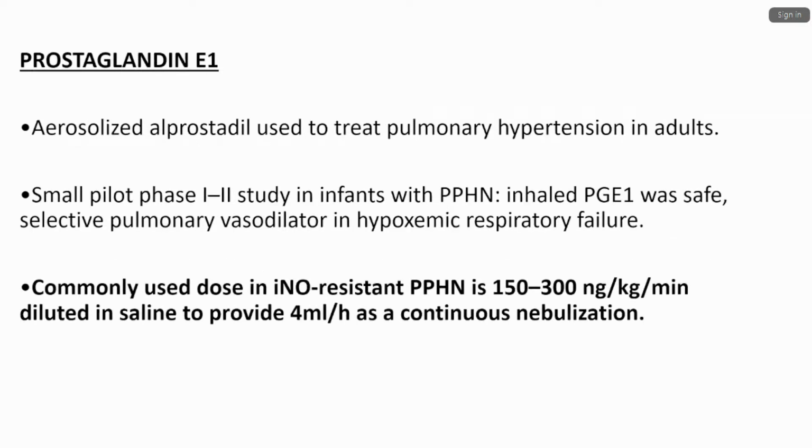Then third is prostaglandin E1. Aerosolized alprostadil can be used for treatment of pulmonary hypertension in adults, and there are some studies which have shown it's useful in the neonates also. And the commonly used dose which we use for INO resistance is 150 to 300 nanogram per kg, which can be diluted in saline and given as a continuous nebulizer.